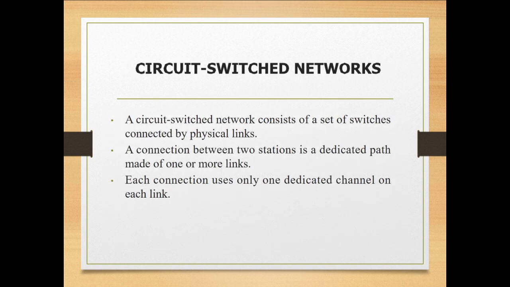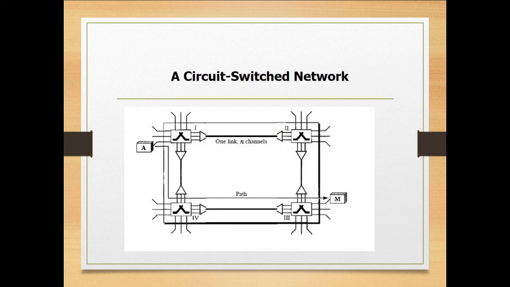Circuit switched networks. A circuit switched network consists of a set of switches connected by physical links. That means we can see the circuit switched network in the physical layer. A connection between two stations is a dedicated path made of one or more links. Each connection uses only one dedicated channel on each link.